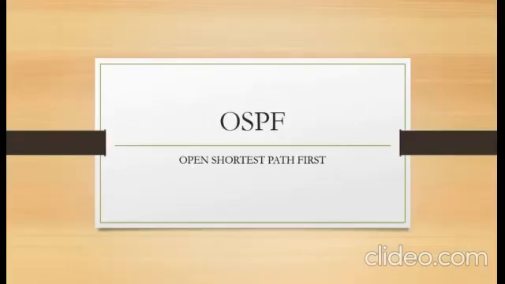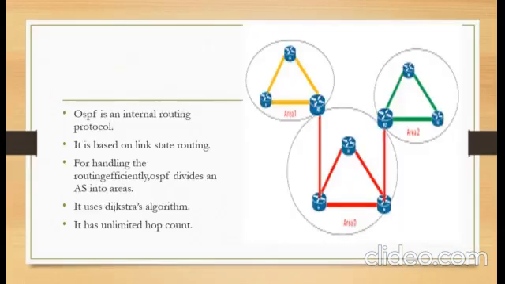Today we are going to see about OSPF, Open Shortest Path First protocol. OSPF is an internal routing protocol. Generally, in an internal routing protocol, routing information is shared only within an autonomous system. An autonomous system may contain different routers in a network, so the whole set of routers is managed by a single administrator. OSPF is the most widely used internal routing protocol.